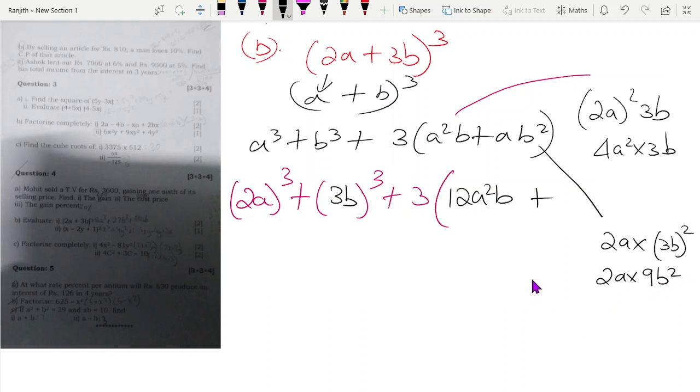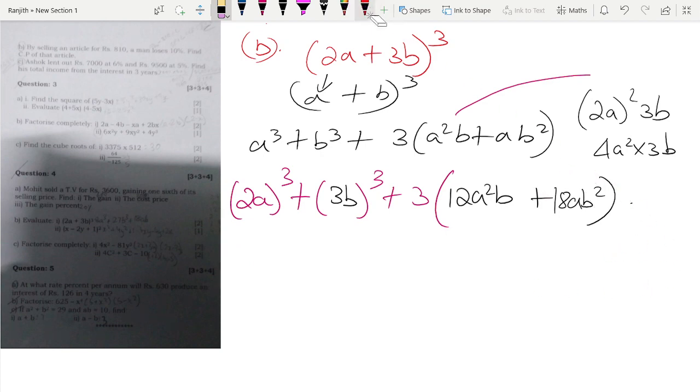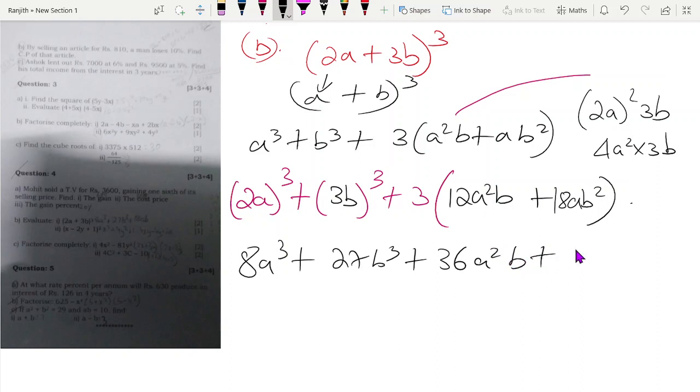Okay, and for ab square, 2a into 9b square, so 18ab square. Okay, what's the final answer? 2a cube, so 8a cube plus 27b cube plus 36a square b plus 54ab square.